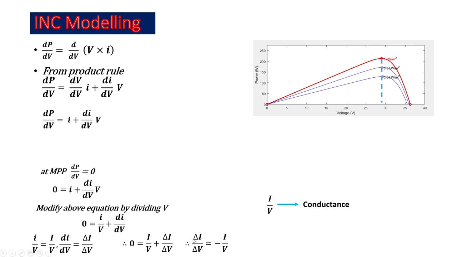Similarly, dI divided by dV will be called the changes in conductance, that is, incremental conductance. So this algorithm is called the incremental conductance maximum power point tracking. I hope you can understand how to model the equations. Next we move to the flowchart. Let's see how to extract the maximum power.